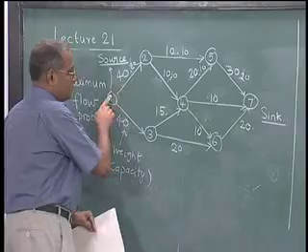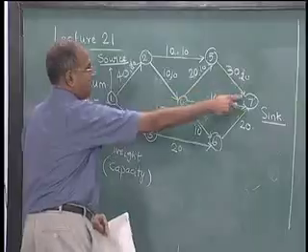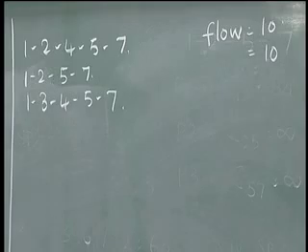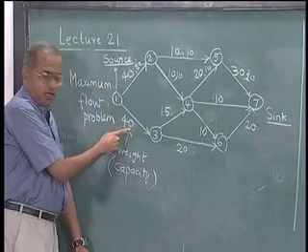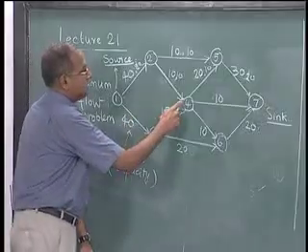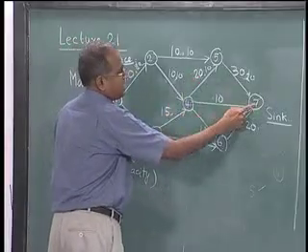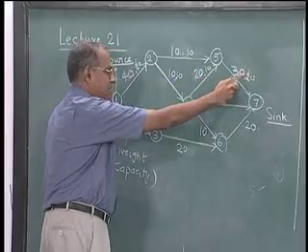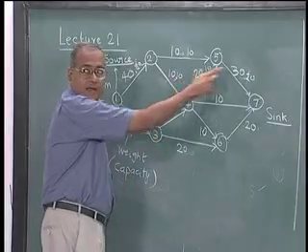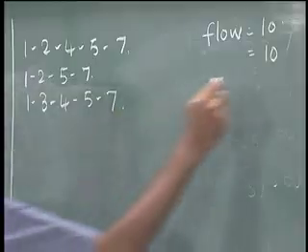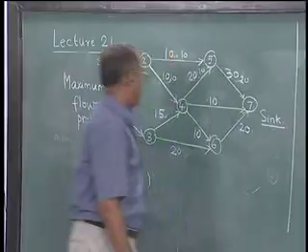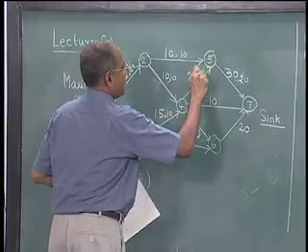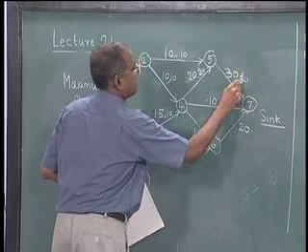Then we move to 1 to 3, 3 to 4, 4 to 5 and 5 to 7. 1 to 3, 40, 3 to 4, 15, 4 to 5, 10, 5 to 7, 10, because here 20 minus 10, 10 is available, 30 minus 20, 10 is available. So, 40, 15, 10 and 10, we get 10 as the flow. So, you get flow equal to 10, and you now update the flow. So, here this becomes 10, this becomes 10, this becomes 20 and this becomes 30.